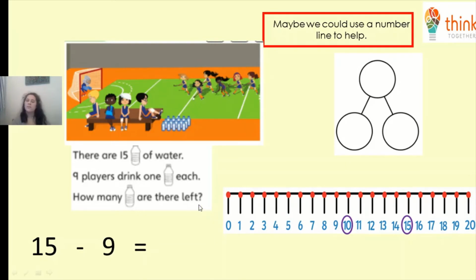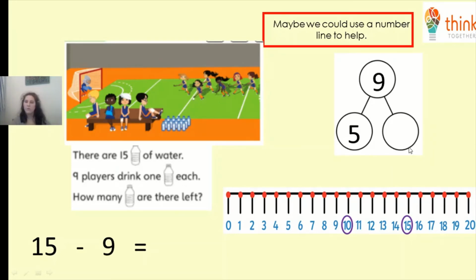So I'm going to have to partition 9. Let me get 9 in my part whole model. There it is. Now, like we just discussed, that first jump to get to 10 is going to be a jump of 5. Now, you'll be able to see that I have a blank part of my part-whole model.